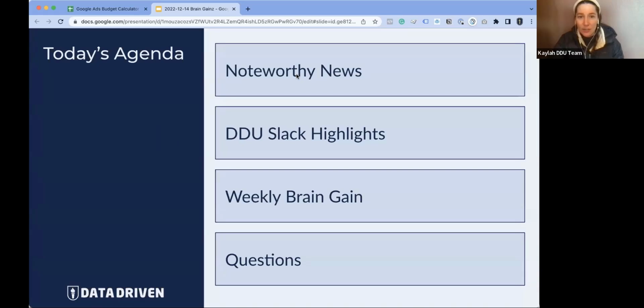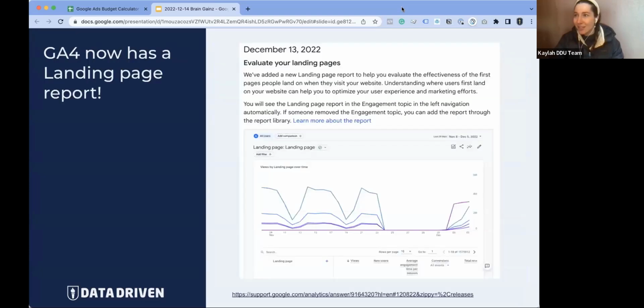So agenda for today, a couple of updates that we're going to share with y'all. The weekly Slack highlights, and then Jeff's going to jump into today's brain gain, where he's going to be going over his Google Ads calculator, which is really exciting. So I don't want to wait too long to get to it.